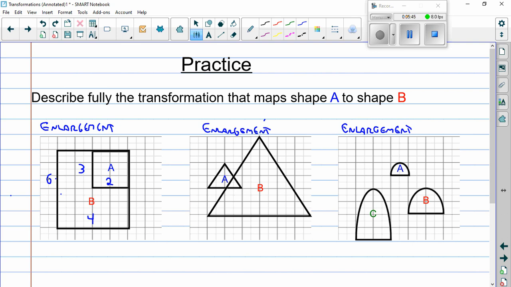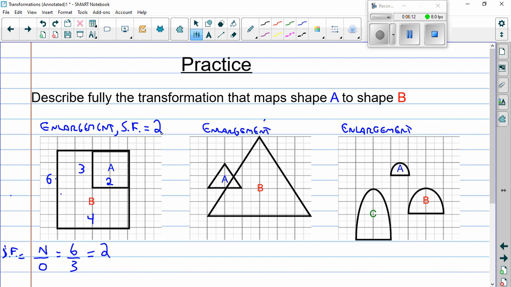So for our first one, our new is our B, our old is our A. So we're going to do a measurement in our new, which is 6, and its corresponding is 3, which is 2. So enlargement, and we're going to just say SF equals 2.